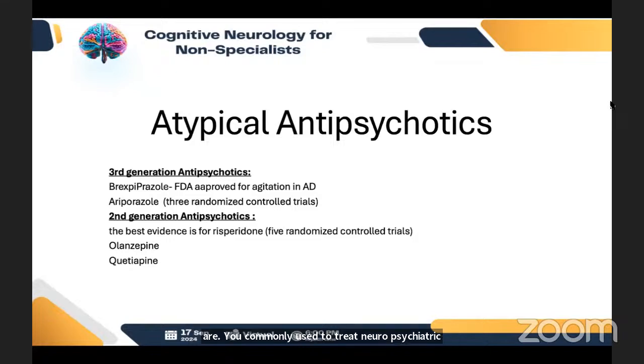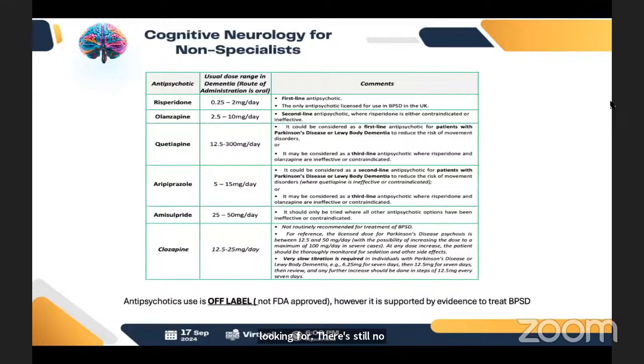For second generation antipsychotics, the best evidence goes for risperidone. There has been a good number of randomized controlled trials, followed by olanzapine and quetiapine. Again, the order of 1, 2, 3 might change according to the study or the trial that you're looking at. There are still no clear guidelines. This is the MOH protocol. They haven't changed it yet to include brexpiprazole.